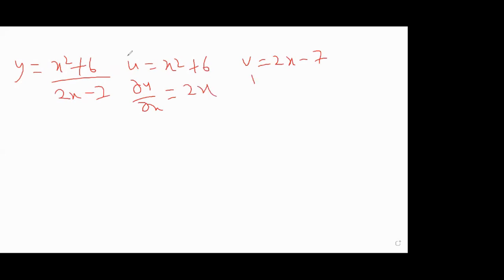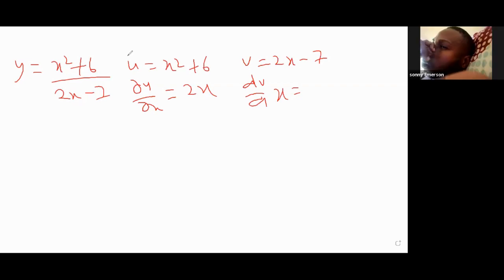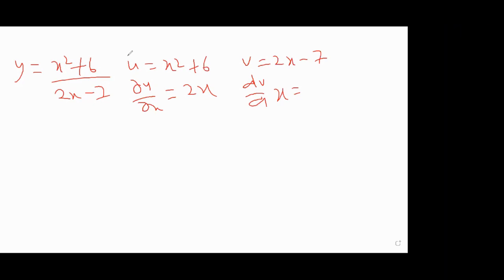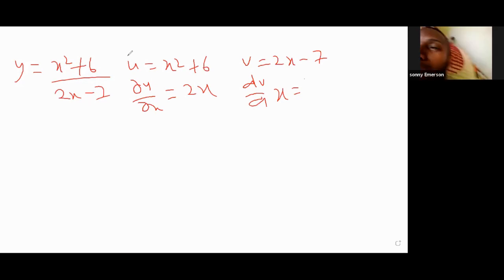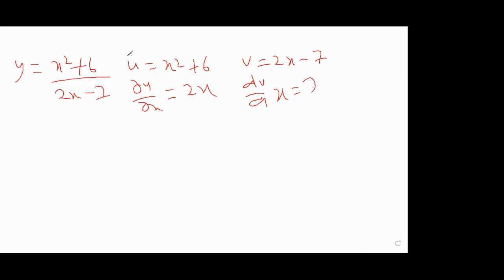If you differentiate this, we are going to have 2, ordinary 2. That's where we stop. I was asking, how did you get this? Then we now write out the formula.